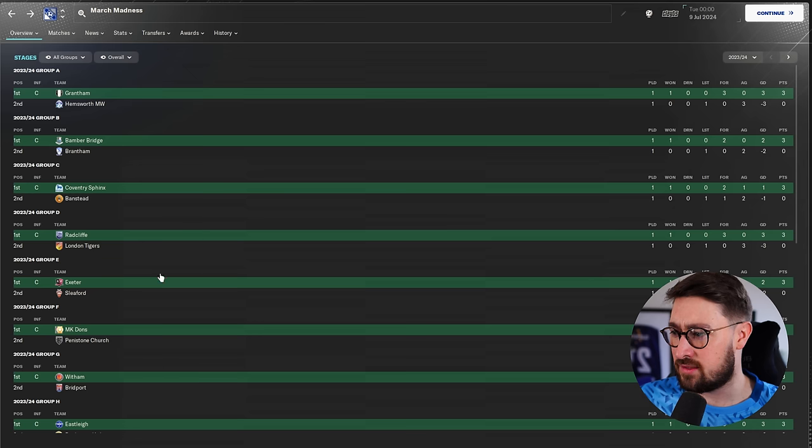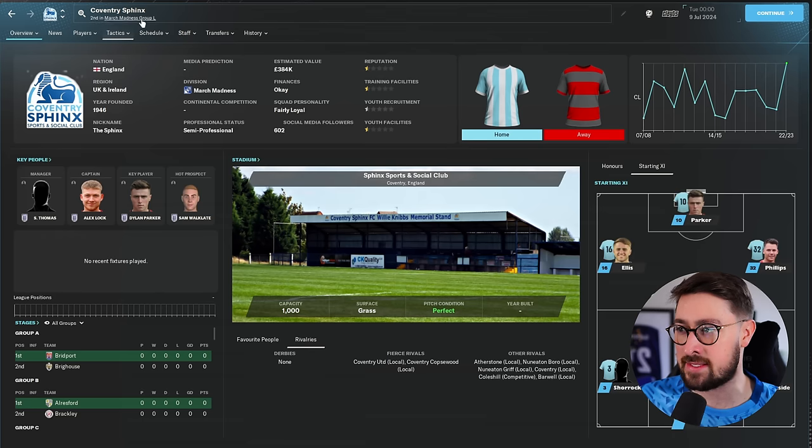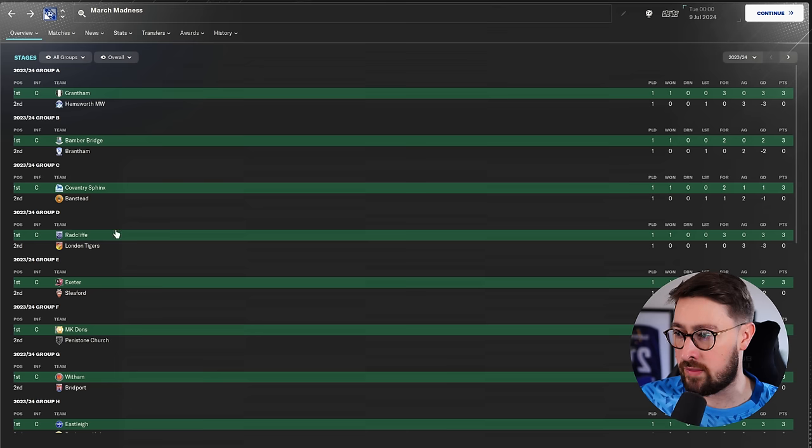So, hang on. Do you get promoted to the different group next year? I'm not sure how the promotions work in all of these. Coventry Sphinx won theirs. They're now in Group L. Were they in Group L last year? They were in Group C last year, so I don't know how you get promoted from this, but either way.